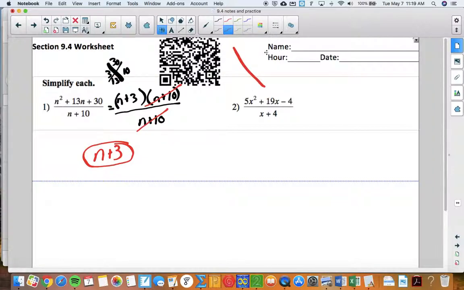So you're going to look for numbers that multiply to negative 20. How did I get that? When there's an a value, you have to multiply it with the end value or the c value. So 5 times negative 4 is negative 20. Looking for numbers that add to 19. Because we're trying to multiply to a negative 20, one has to be positive and one has to be negative.